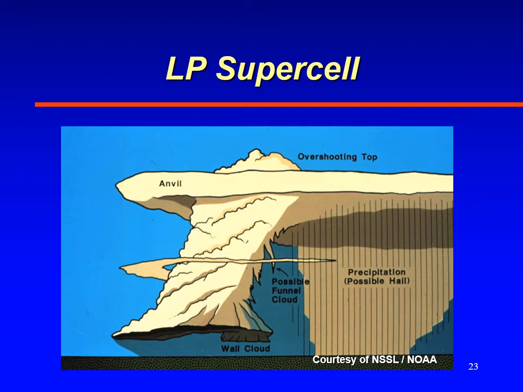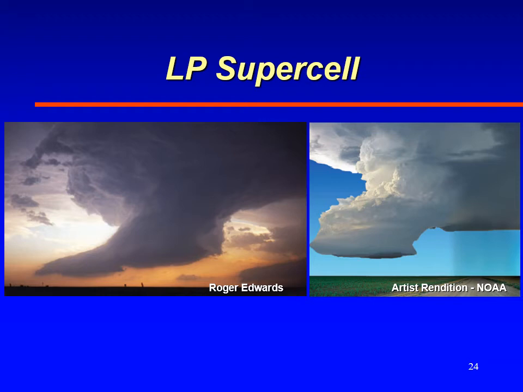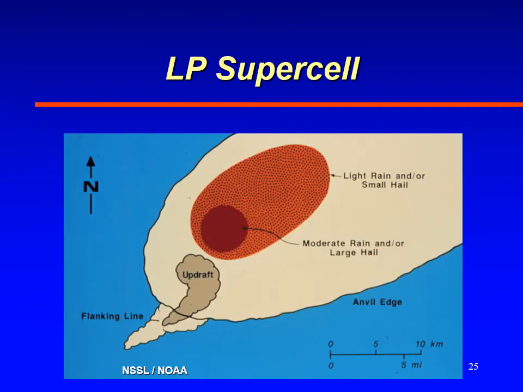So as this picture shows, of course, you got the overshooting top and the anvil, but you got precipitation that kind of separates from the main updraft, and you can't see it very well. And then they are really strange looking storms. Some people call these bell-shaped storms. I'll show you some pictures here in a little bit. There's the artist version of what an LP supercell should look like. And then there's a picture by Roger Edwards. And you can see that that lowering is separated from the main cloud and precipitation. So these are really beautiful storms. And then looking on a radar, you don't see the hook echo very well. It's just kind of a blob of precip, and that's about it.